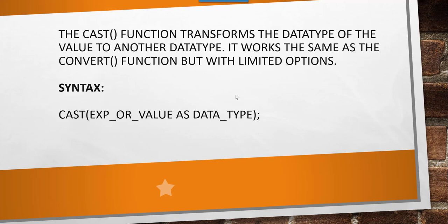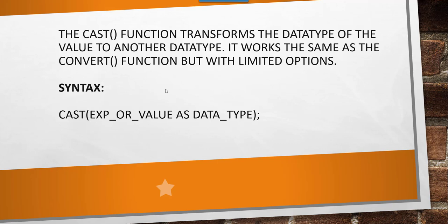The CAST function transforms the data type of a value to another data type. It works the same as the CONVERT function, but with limited options. It is similar behavior but with certain limitations that we are going to see as part of this video tutorial. Now the syntax is CAST, and within brackets, your expression or value AS data type.